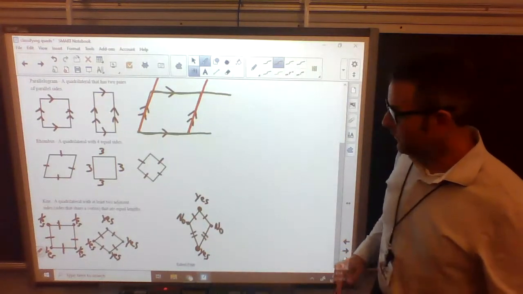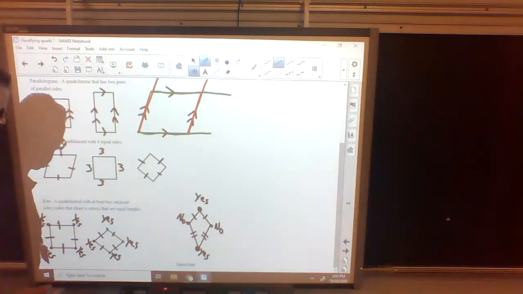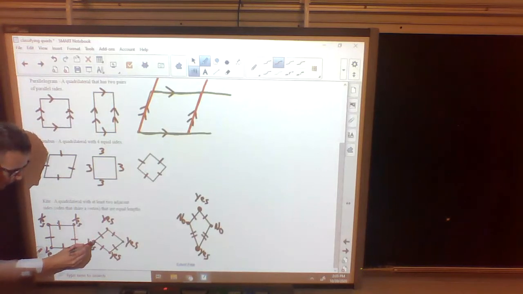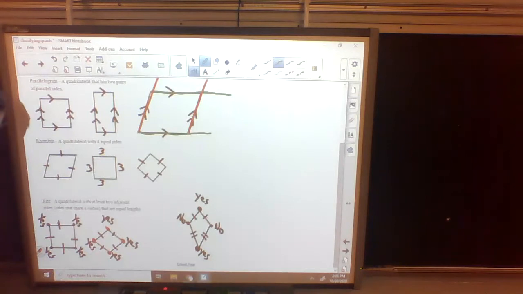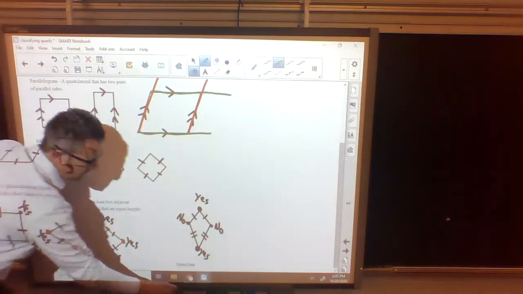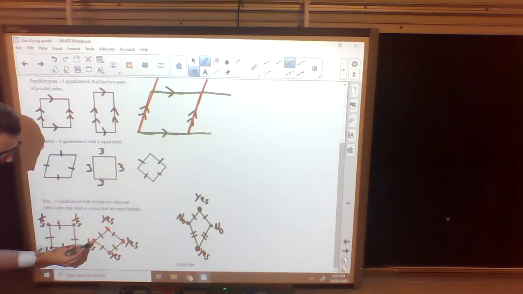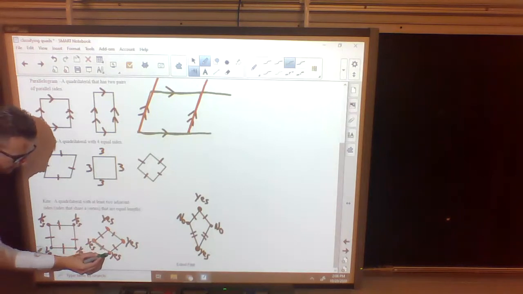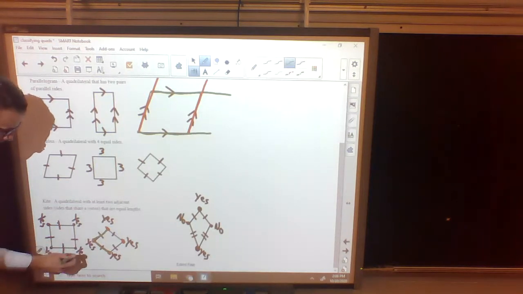Let me walk you through this. So let's look at this first one over here. I'm going to hop over to the other side. I might disappear a little bit. But here are our four corners: 1, 2, 3, 4. Actually, this is the second shape, but bear with me. I'm going to focus on this corner right here. The two lines that meet at this corner are this one and this one. Are those two equal lengths? Yes. So I put yes here because they are equal.